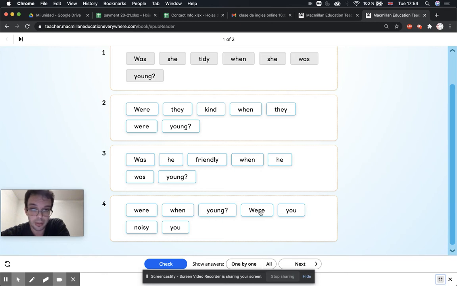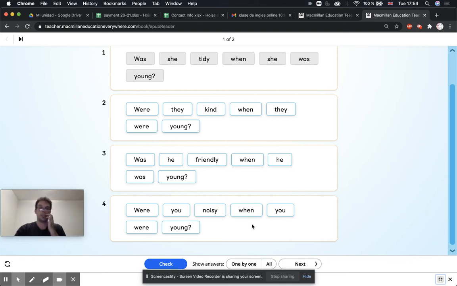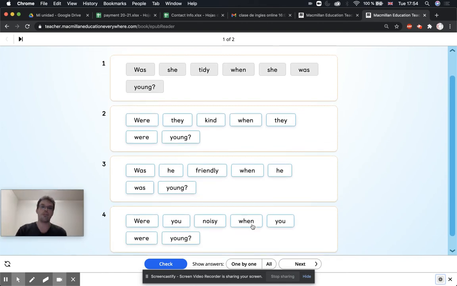Okay, and the last one, here the capital letter. Were you noisy when you were young? Were you noisy when you were young? Okay, so we should have 4 questions. Okay, esto tiene que ser apuntado en el libro. Okay, exercise 2. All right, so have a look.